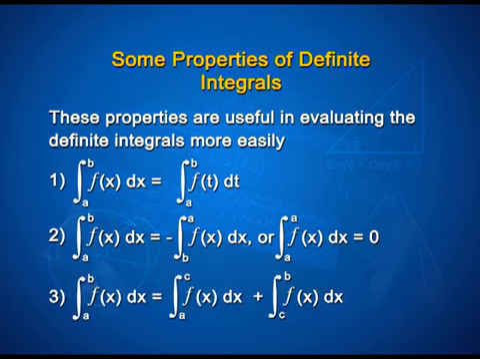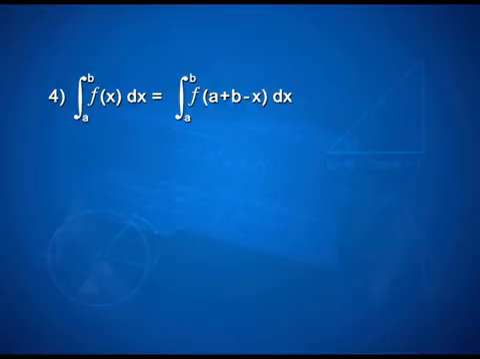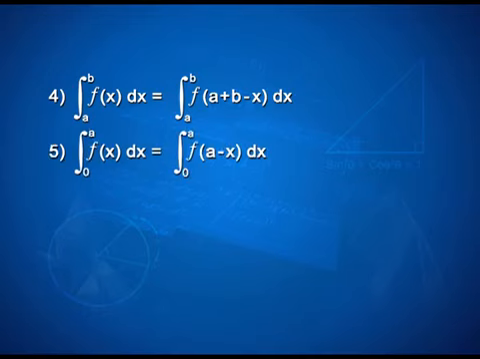Third property says integral a to b f(x) dx is equal to integral a to c f(x) dx plus integral c to b f(x) dx. Fourth property is integral a to b f(x) dx is equal to integral a to b f(a + b - x) dx. Fifth property says integral 0 to a f(x) dx is equal to integral 0 to a f(a - x) dx.